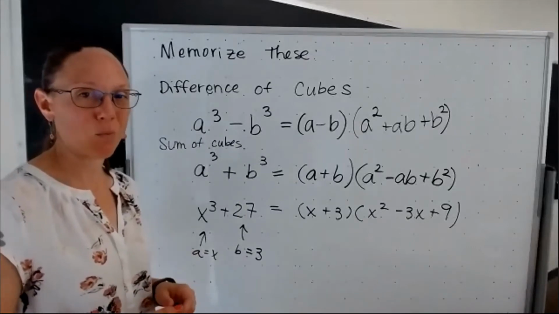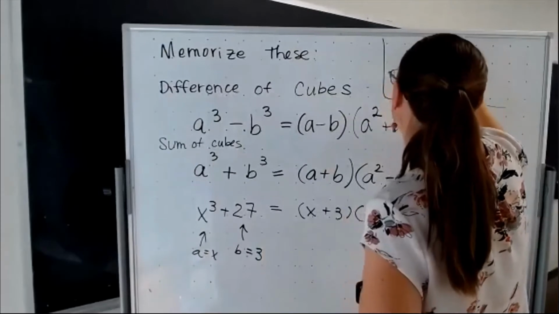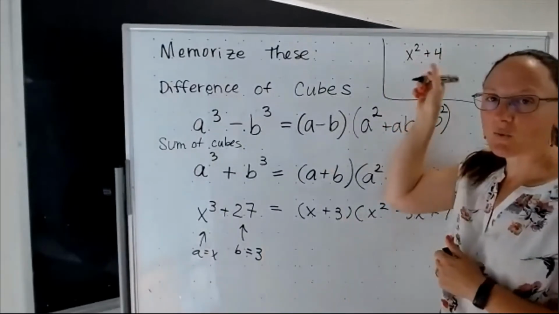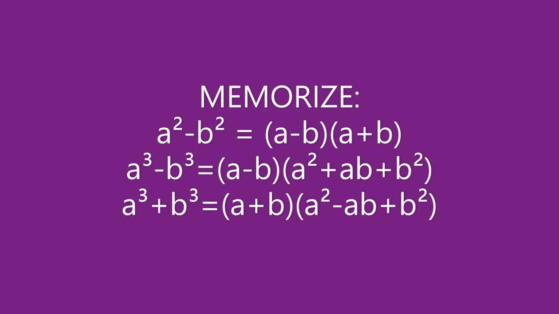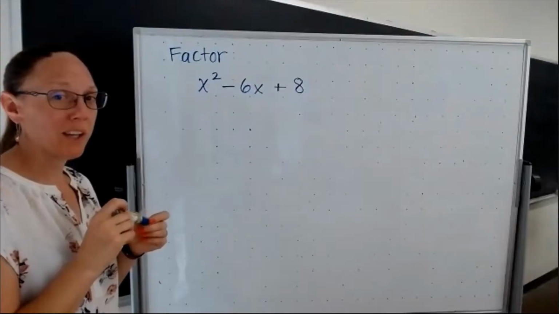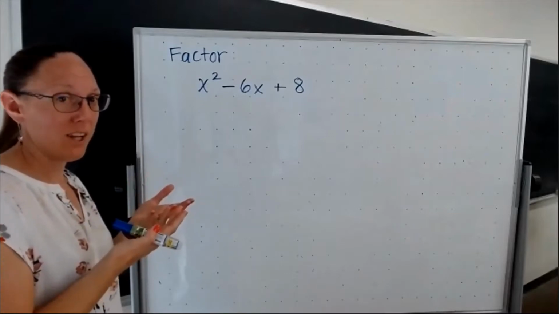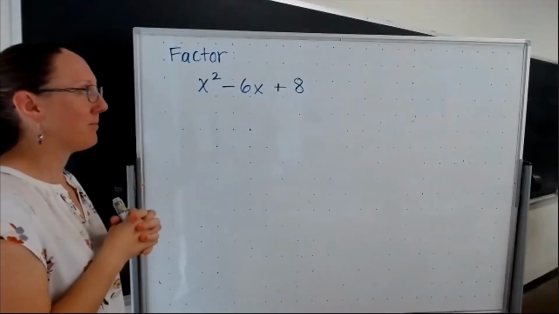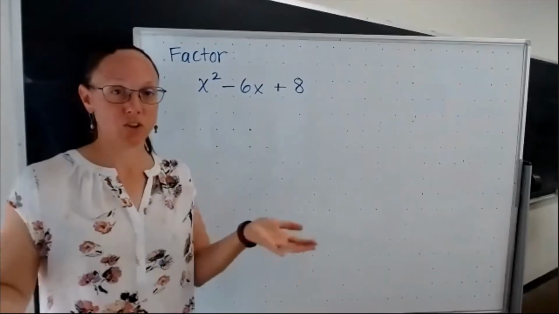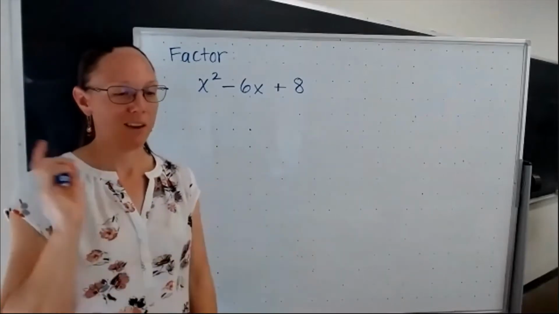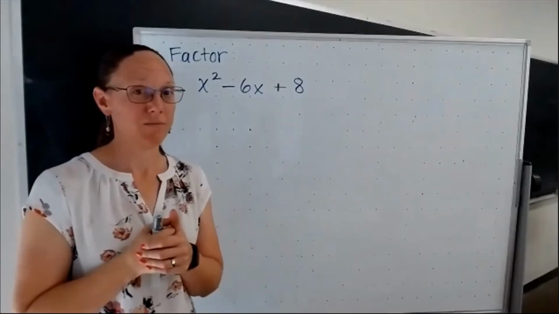If I had something that looked like x squared plus 4, there's no way to factor that. Super quickly, go through this one, and I'm going to show you what I would actually do to factor this. And then when we go to the next one, I will show you a couple of different methods.